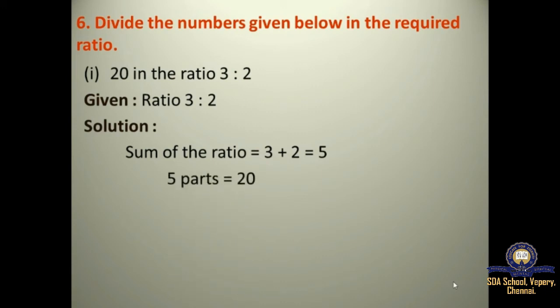So what will be the answer for one part? You are going to divide the value 20 by 5. So when you divide 20 by 5, you will be getting 4. So one part is equal to 4.